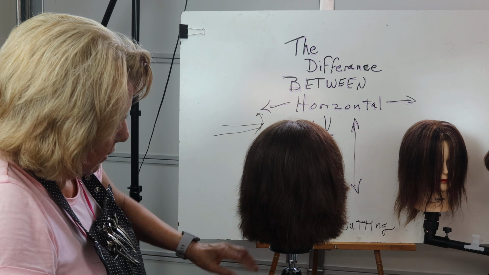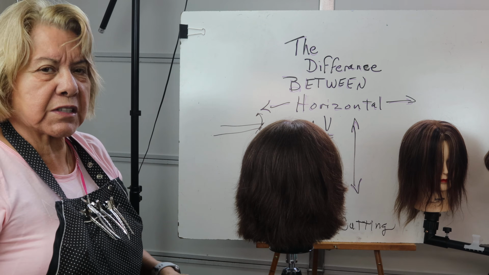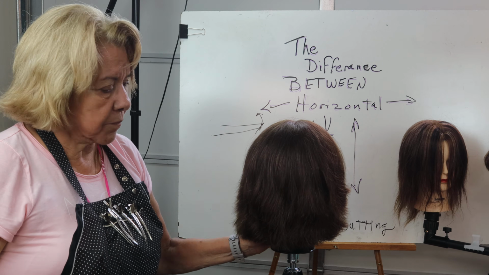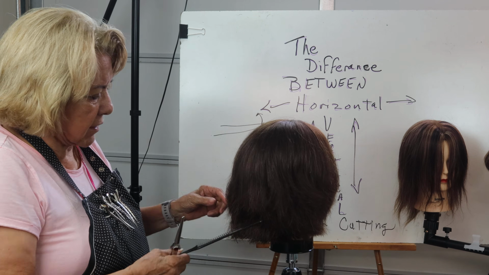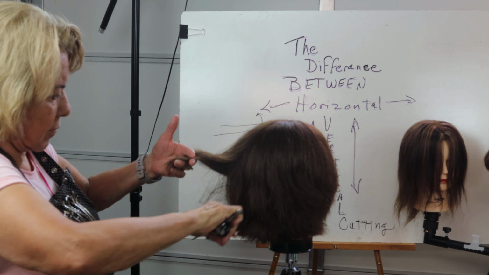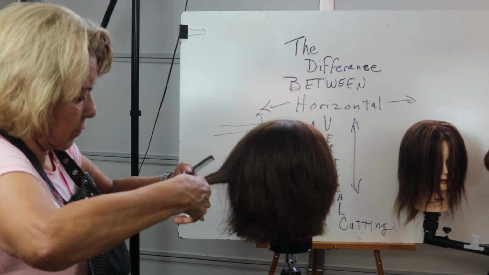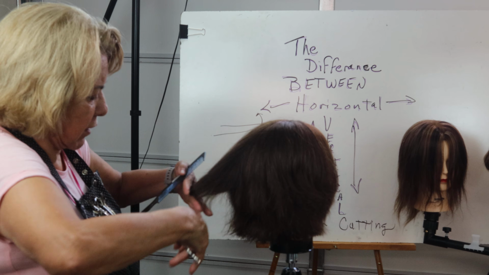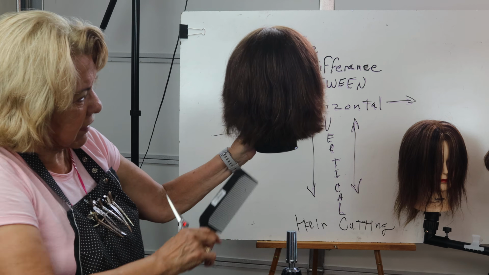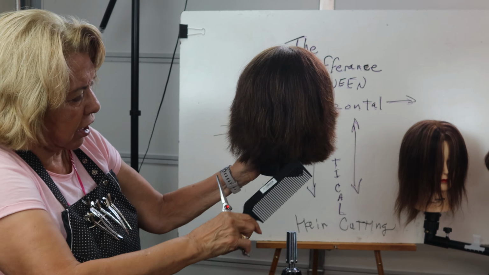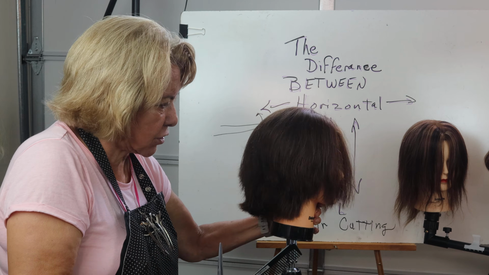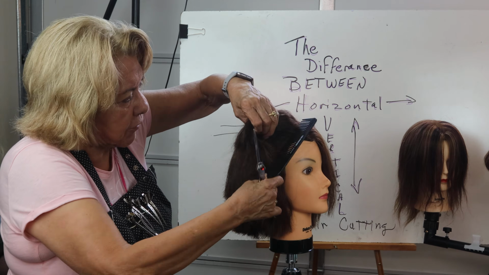Now, it's hard for you to see it when it's full of hair. It's real easy to see it on a mannequin that is bald. Most mannequins, when you're cutting, are not bald. Okay, so do you see the variable? You can see that hard line. Now, with the uniform layer, which is what this is going to end up being, you're going to have a corner here.